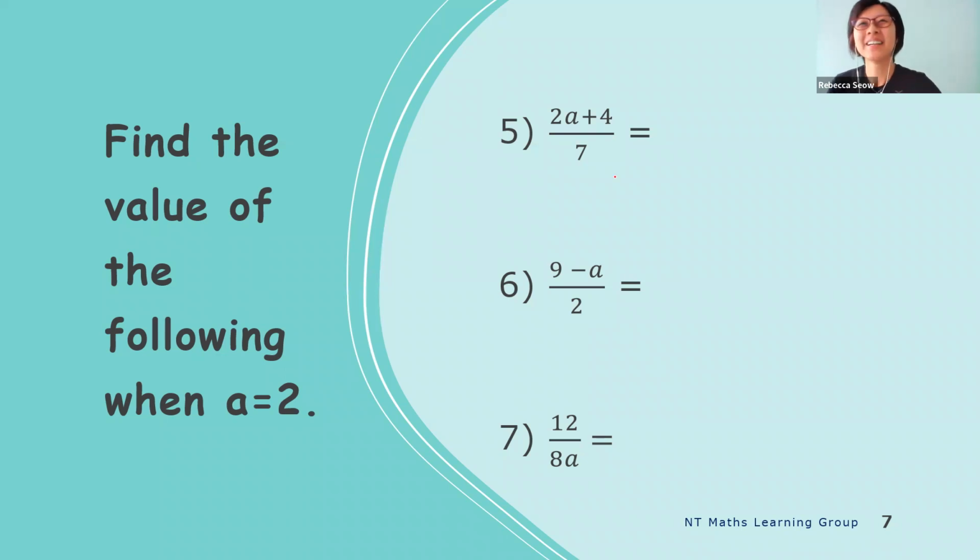Okay, so let's take a look at question 5 now. 2A plus 4 out of 7. So instead of A, I'm going to put 2 in the bracket. Isn't it 2 times 2? Yes, so this portion here refers to 2 times 2. It will be best if you could put a bracket around it before you put the plus 4 down.